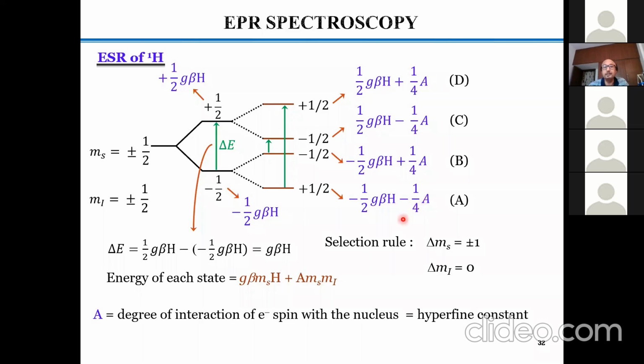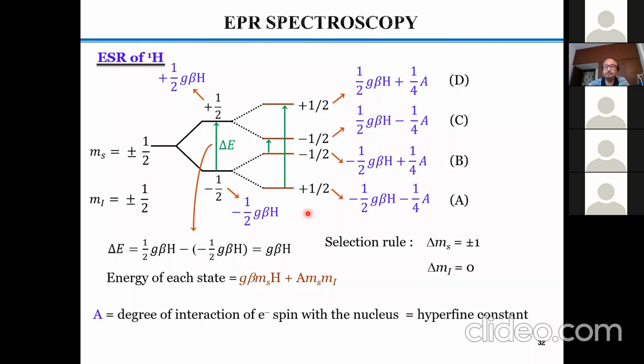So if you look at that, A, M_S and M_I is minus half, plus half. So this is minus 1/4, right? And then similarly for this one, the first part is the electronic part, the second part is your interaction part. And similarly for this step, similarly for this step. So essentially what will happen, A, B, C, D. Now you are getting 2 lines, one out of A to D, other out of B to C, right?